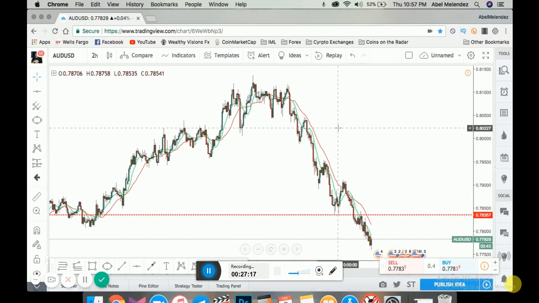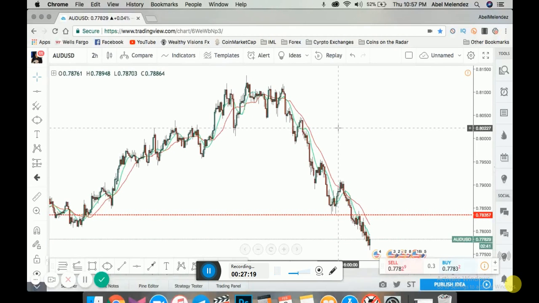Way to determine trend, okay? Market structure, and the moving average crossover, then you know you're definitely in the right way of the trend, okay?